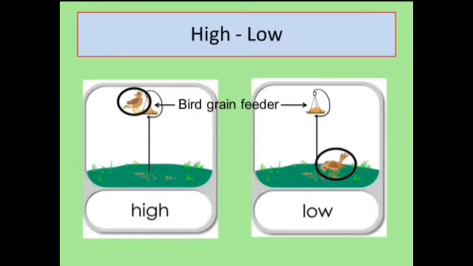So the first picture, a bird is sitting at high level and in the next picture see, the bird is eating grains on the low level. See, it is on the ground. So first picture the bird is at high level and in second picture the bird is at low level.